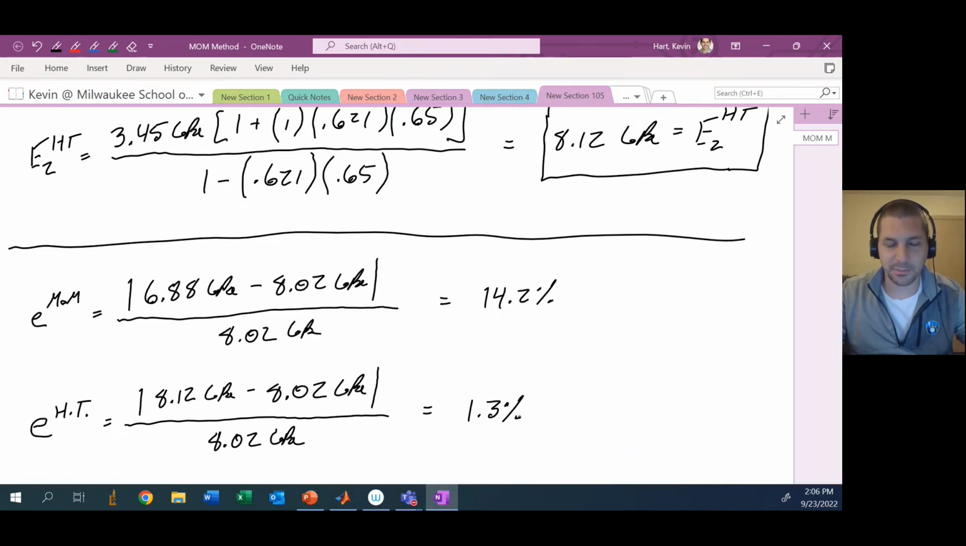Typically that is true. Remember, the inverse rule of mixtures for calculating E2 neglects stress concentration. So Halpin-Tsai will generally be more accurate. That's it for this example.